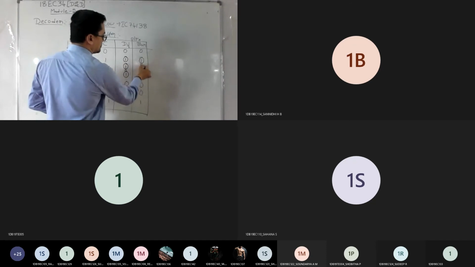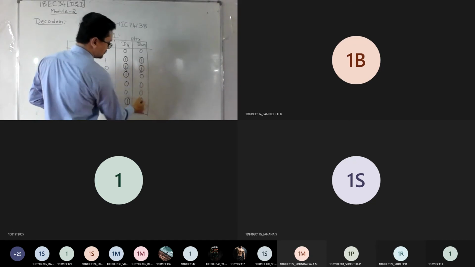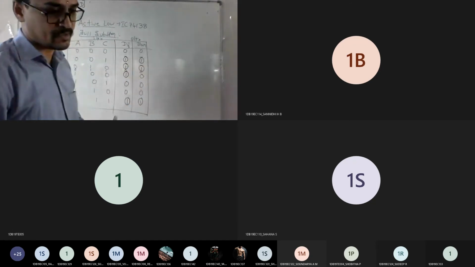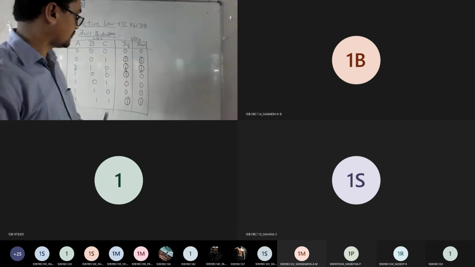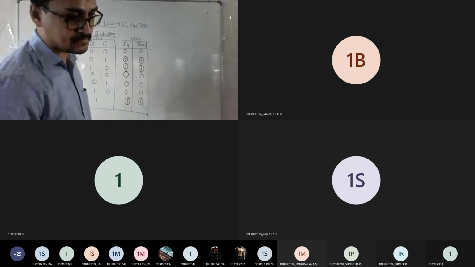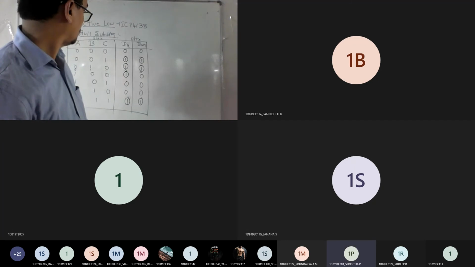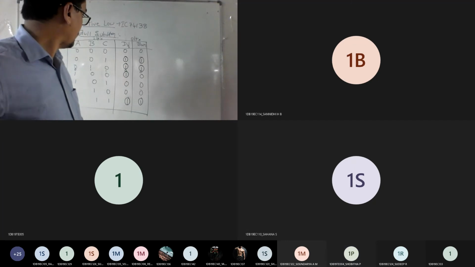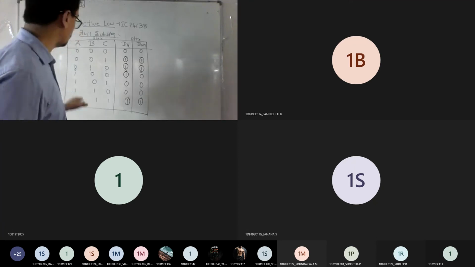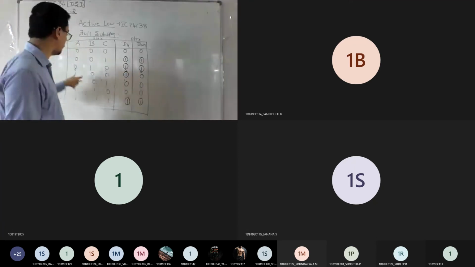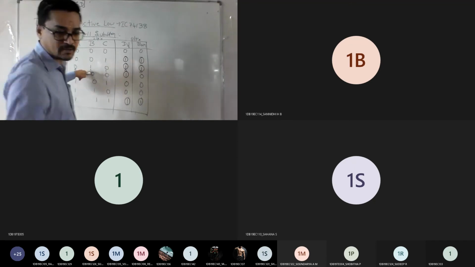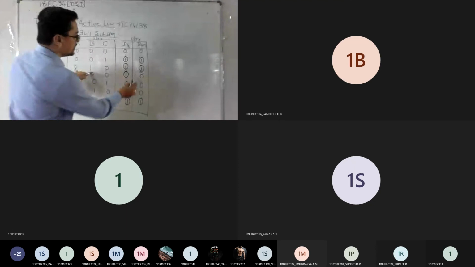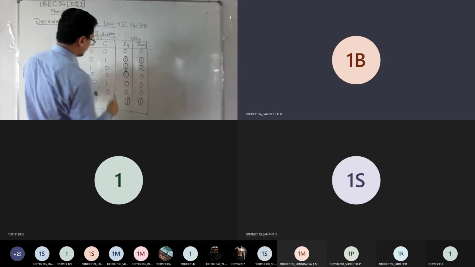That is for the difference, and similarly for your borrow, so you have this. Anything else I have missed? Is it correct? So anywhere you get borrow again? I think this is wrong. This should be borrow 1, right? 0 minus 1 you can't do, so I should take borrow. Agree? So I think this should be 1.